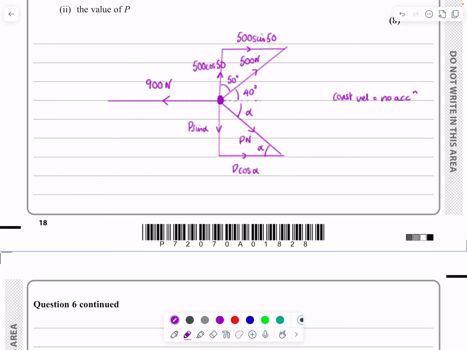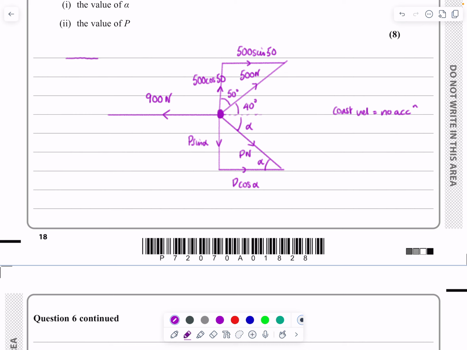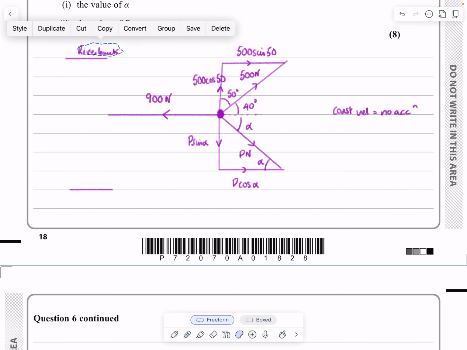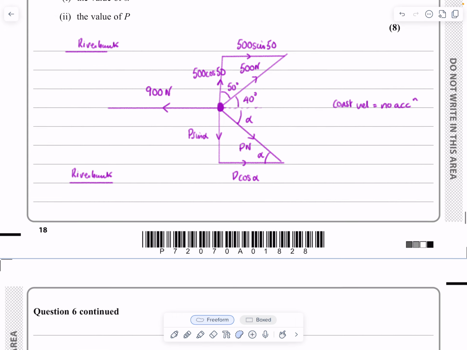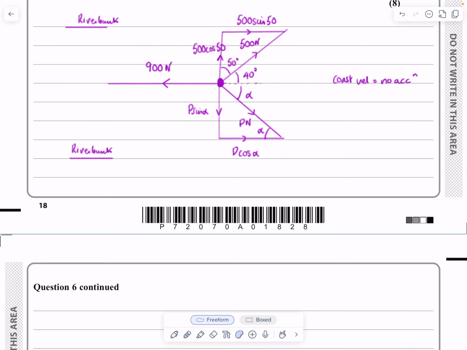So all we're going to do, may as well just put the riverbank on just so that it's clear where the riverbank is. This is the riverbank in that direction there. There's a riverbank on either side. So if we've got that situation, I'm going to be resolving in a minute. So I just tidied that up. I'm going to be resolving perpendicular to the riverbank and parallel to the riverbank.